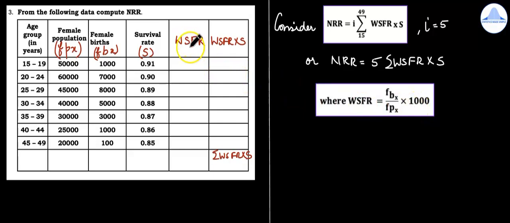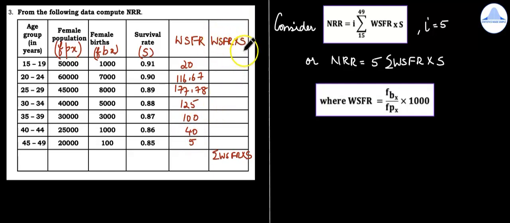So now let us calculate WSFR. It is 1000 divided by 50,000 into 1000. So you will get 20. Similarly, 7,000 by 60,000 into 1000 is 116.67. Then you get 177.78. Next is 125. Then you have 100, 40 and 5.